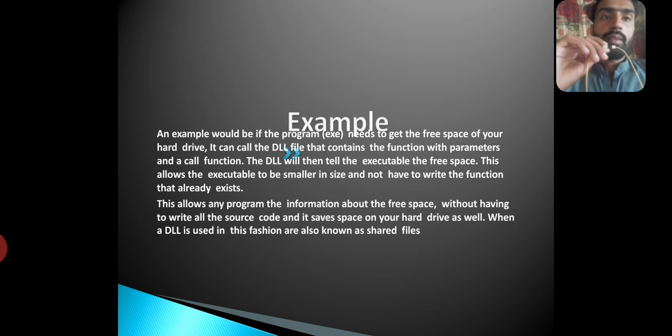An example would be if the program EXE needs to get the free space of your hard drive. It can call the DLL file that contains the function with the parameters. A call to the function in the DLL will then tell the executable the free space. This allows the executable to be smaller in size and not have to write a function that already exists. This allows any program to get the information about the free space without having to write the source code.